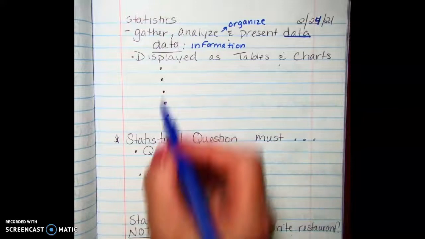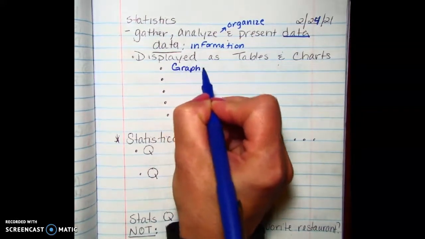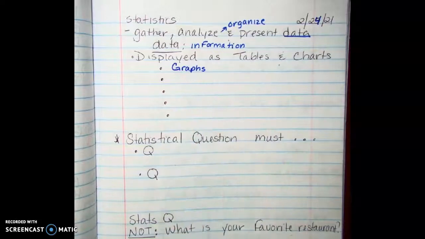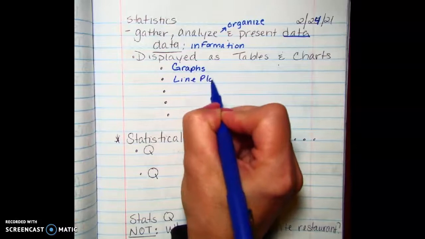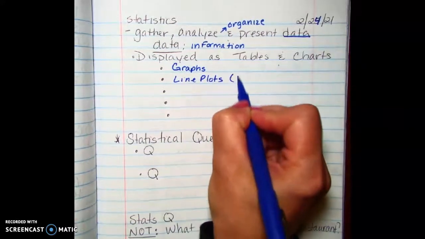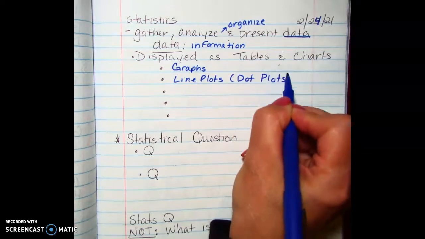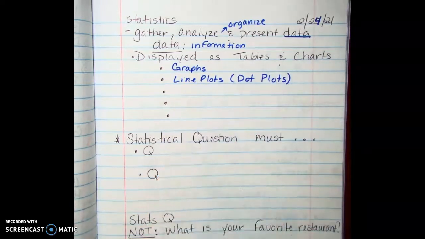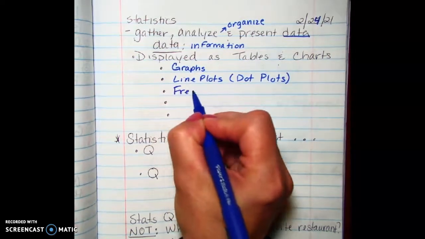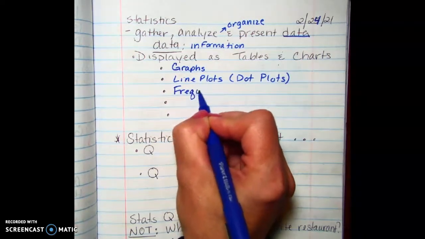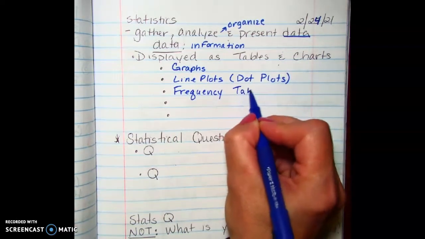Now, data, or statistics, are also displayed as tables and charts. So I'm going to just list a few that you may be familiar with, such as graphs. That's something we've been working with. There's also line plots. We've also called these dot plots. You should have had some introduction last year in 5th grade. If not, it may have been because of the pandemic. We have frequency tables, and we've already worked a bit with frequency tables. However, we're going to really explore them today.